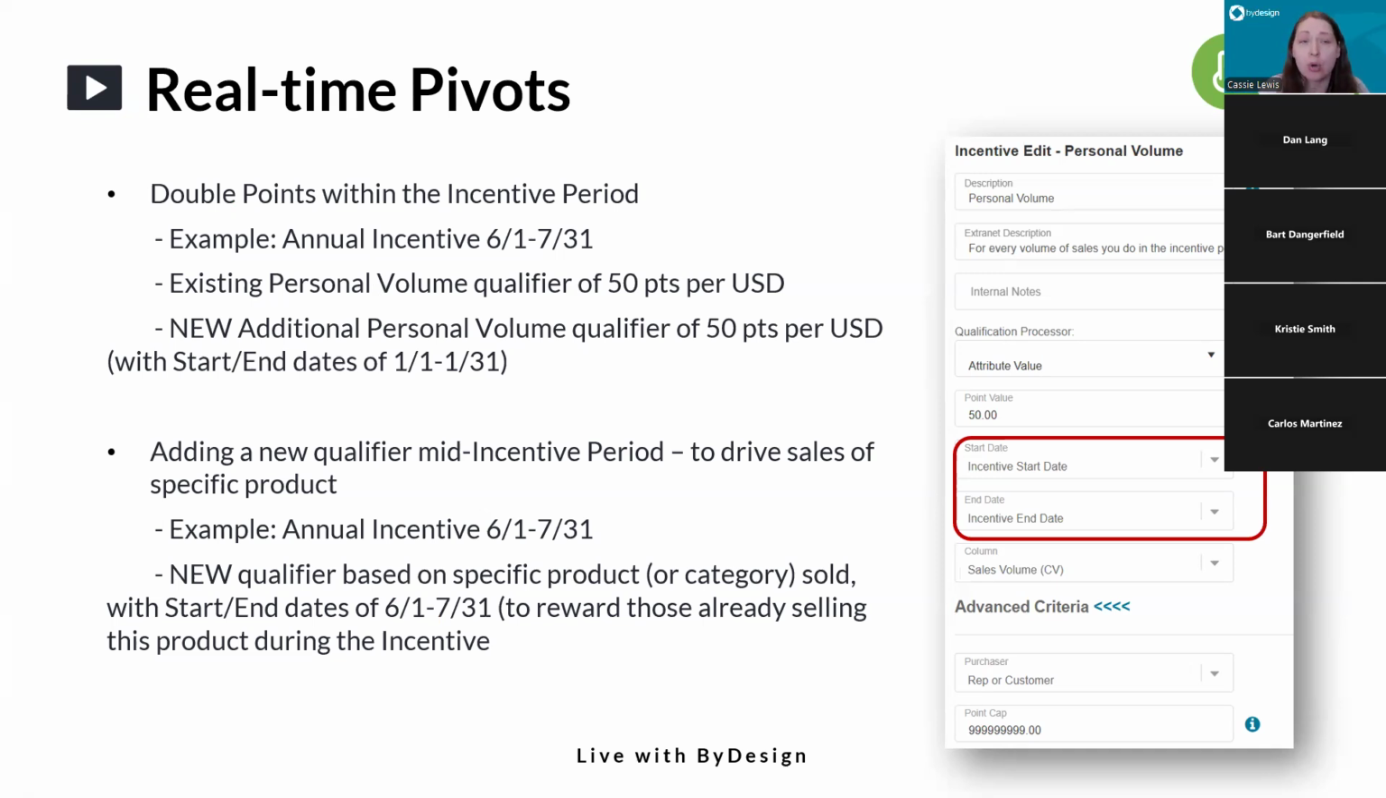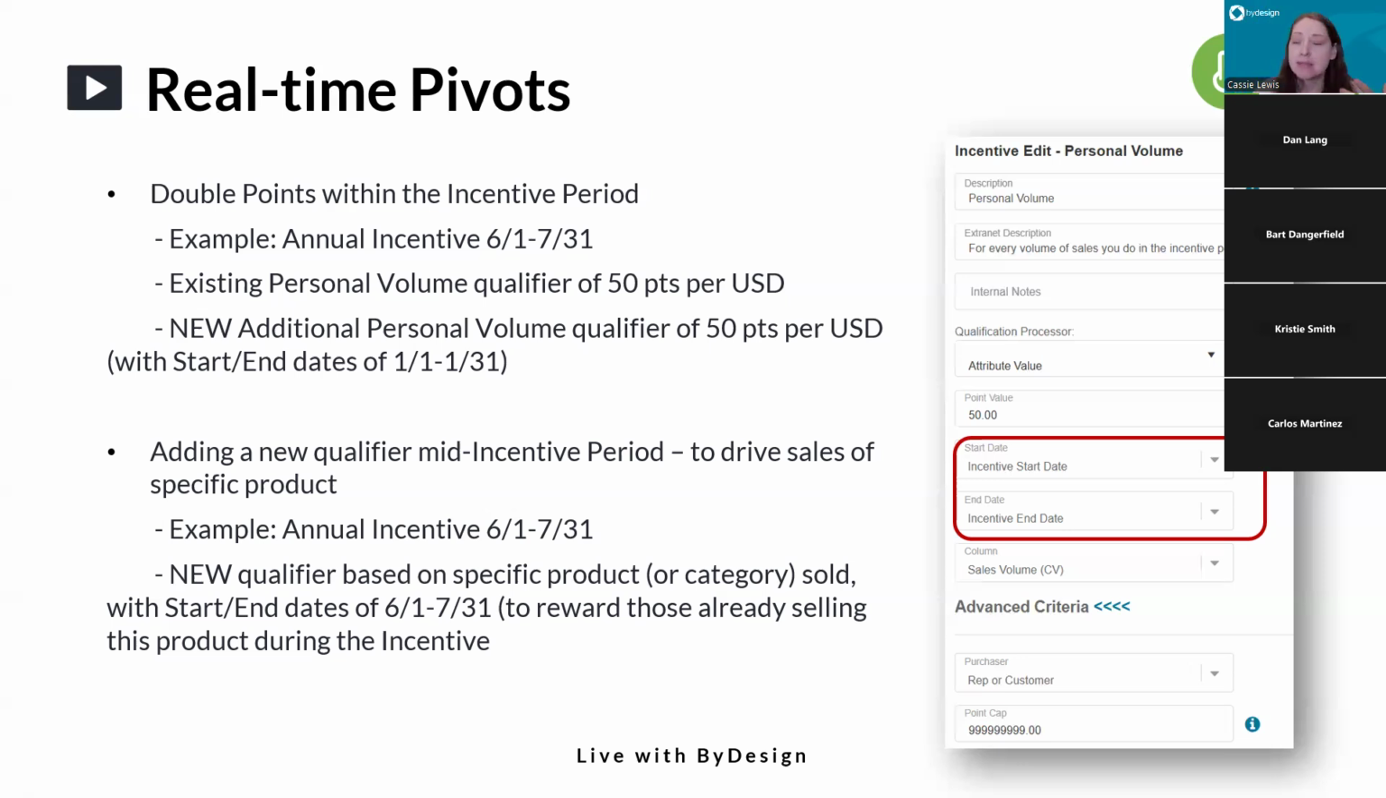You may also want to pivot on the earnings without changing your start and end dates. Okay, so yes, you can change your start and end dates, but there are options for pivoting and changing behavior inside of the incentive. So going to my annual incentive period. Let's say that the annual incentive period is already set from June 1st to July 31st. So they've got a full calendar year that they can earn toward this incentive period.